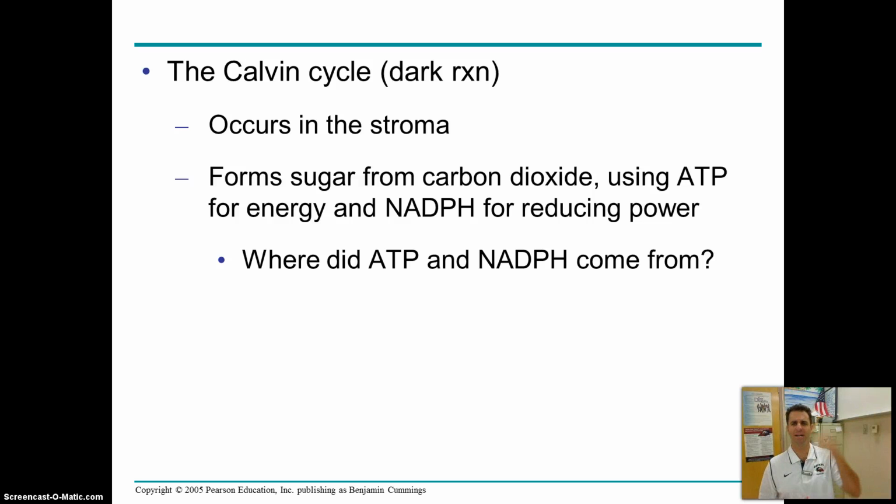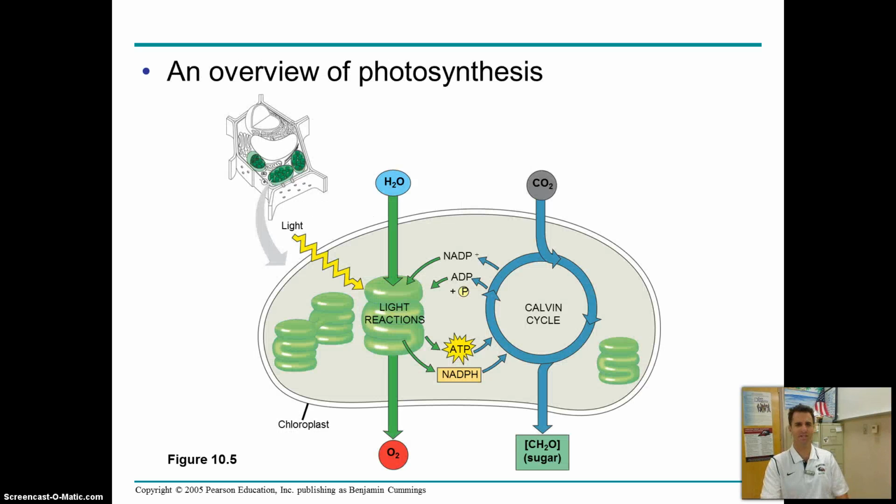It takes in carbon dioxide, uses the energy from ATP and the NADPH, and forms sugar. It begins by forming a 3-carbon sugar, and 2 turns of the cycle, you'll see, will form 2 3-carbon sugars. Together they make a 6-carbon sugar. 3 plus 3 makes 6. The ATP and NADPH, of course, came from the light reactions.